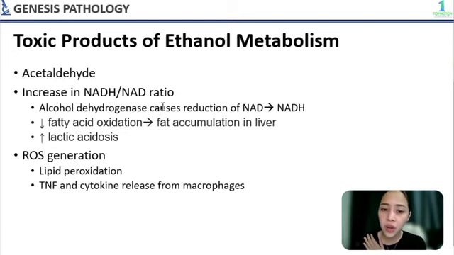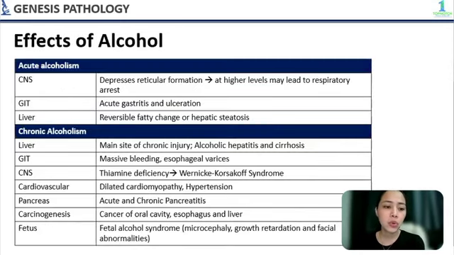So among chronic alcoholics, mataas yung NADH nila, mababa yung NAD nila. Problema to kasi yung NAD natin is required for fatty acid oxidation and the conversion of lactate to pyruvate. So kung walang NAD, nag-accumulate lang yung fat kasi hindi siya na-oxidize, nagkakaroon ng fatty liver, and nagkakaroon din ng lactic acidosis. Metabolism can also lead to the generation of reactive oxygen species. Okay? So the effects of alcohol can be acute or chronic.